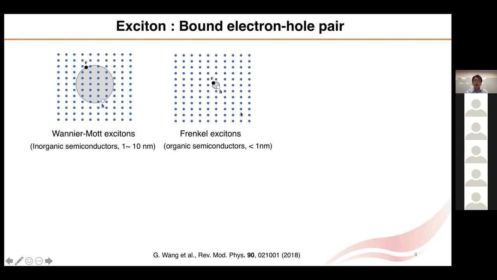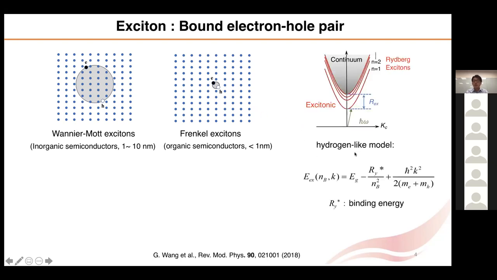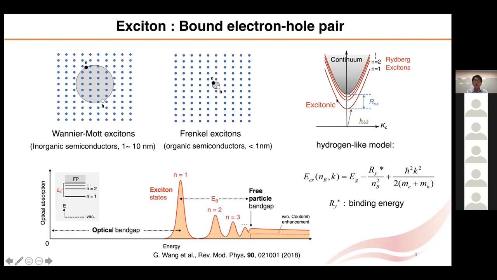So as we know, exciton states generally follow a hydrogen-like model. They can form a series of excitonic states below the conduction band, which we call the Rydberg series. And in experiment, one can directly probe those Rydberg series states by using, for example, optical absorption spectroscopy. As you can see here from the absorption spectrum, one can observe a few discrete and narrow peaks that correspond to the Rydberg excitons with different quantum numbers.